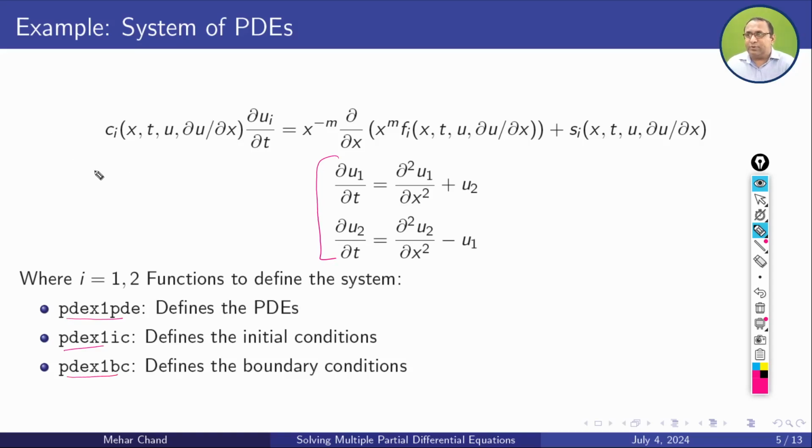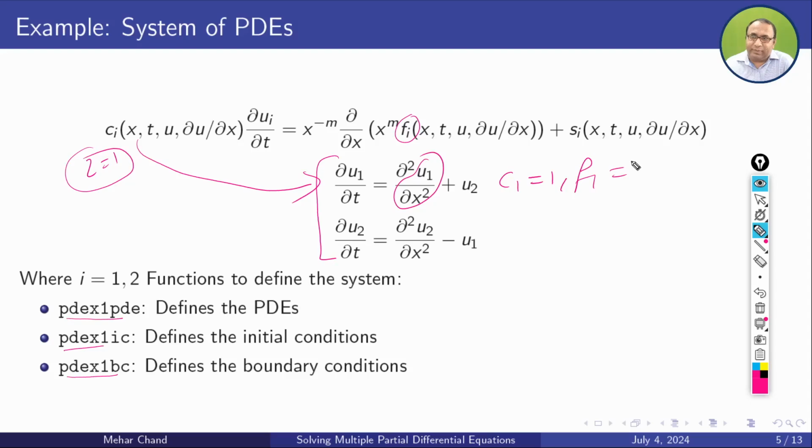So what we do, we will compare for i equal to 1. When we have the value of i equal to 1, we need to compare with the first equation, and we can see that after comparing, the value of C1 is equal to 1, the value of F1 will be equal to del u1 upon del x, and the value of s1 will be equal to u2.